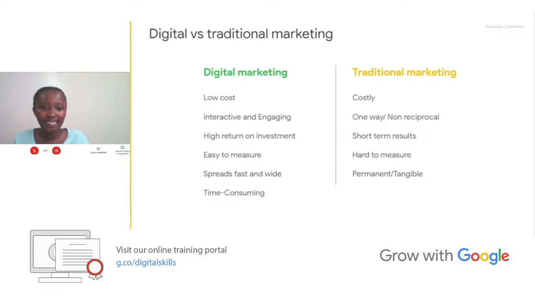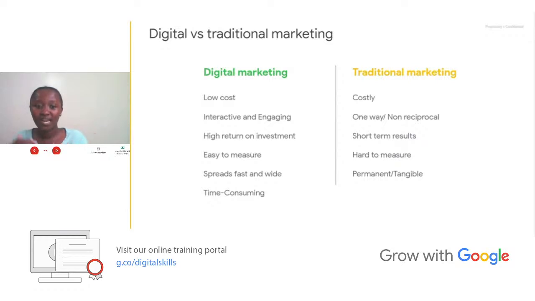Also, digital marketing spreads fast and wide, while traditional marketing is limited. An example here is, if I'm selling phones to people in Uganda or even in Tanzania, they can see my ad, and I'm running it from Kenya. But with traditional marketing, if you're running an ad on your local TV, someone in Tanzania or someone in South Africa cannot see your ad.